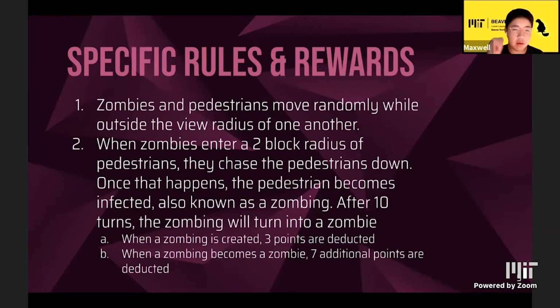So before we move on to some demos, I'll first be going over some specific rules and rewards. Firstly, zombies and pedestrians move randomly while outside the view radius of one another. When zombies enter a 2-block radius of pedestrians, they chase the pedestrians down, and when that happens, the pedestrian becomes infected, also known as a zombieing, and after 10 turns, the zombieing will turn into a zombie. When a zombieing is created, 3 points are deducted. When a zombieing becomes a zombie, 7 additional points are deducted.